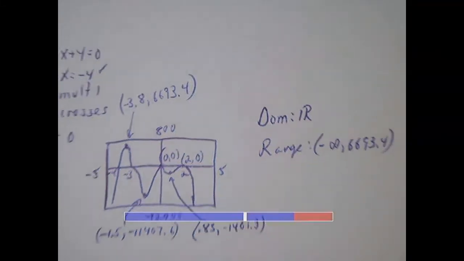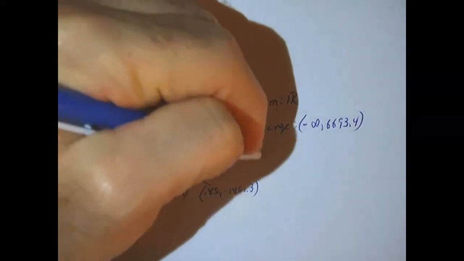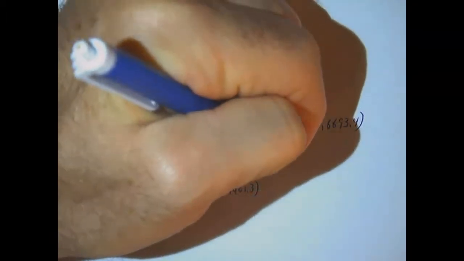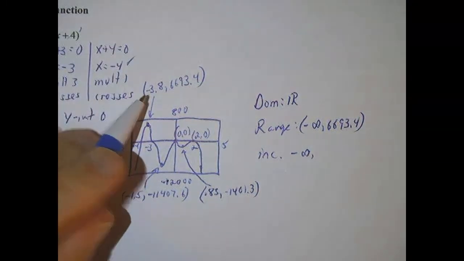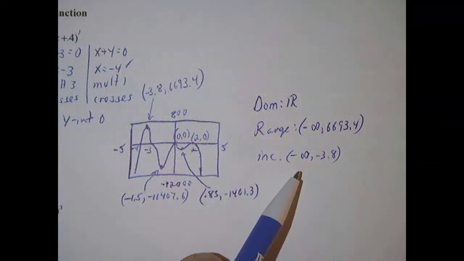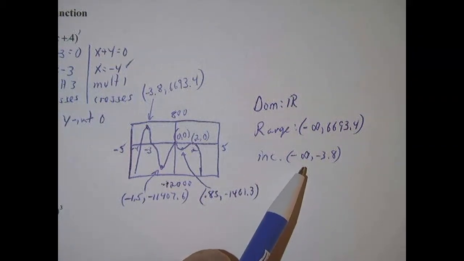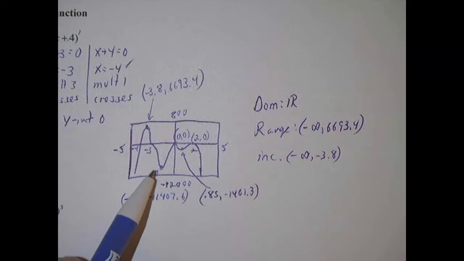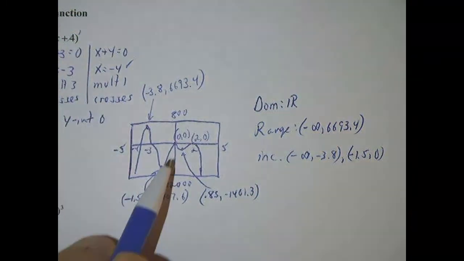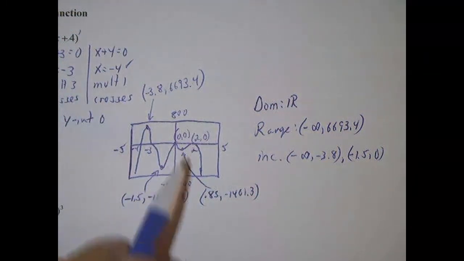And let's talk about where this function is increasing and decreasing. So it's increasing from negative infinity to that local max. So from negative infinity up to negative 3.8. And we have to shift gears here because when we talk about range, we're talking about y values. When we talk about intervals where it's increasing or decreasing, we're talking about x values. It's increasing also from here, which is negative 1.5 to 0. It's increasing from here, which is 0.83 to 2.